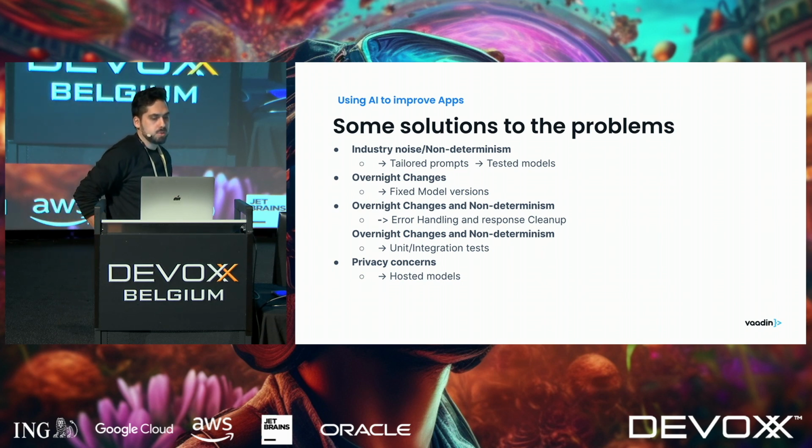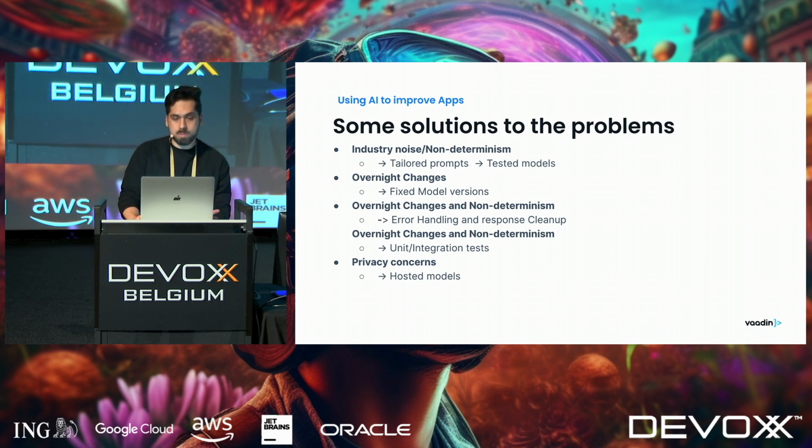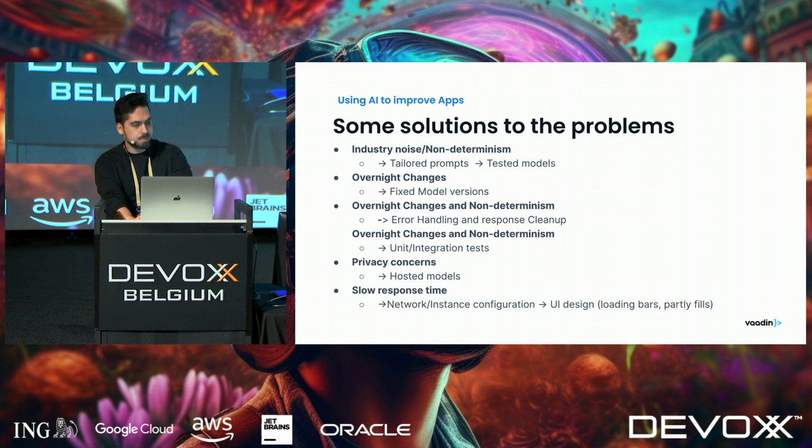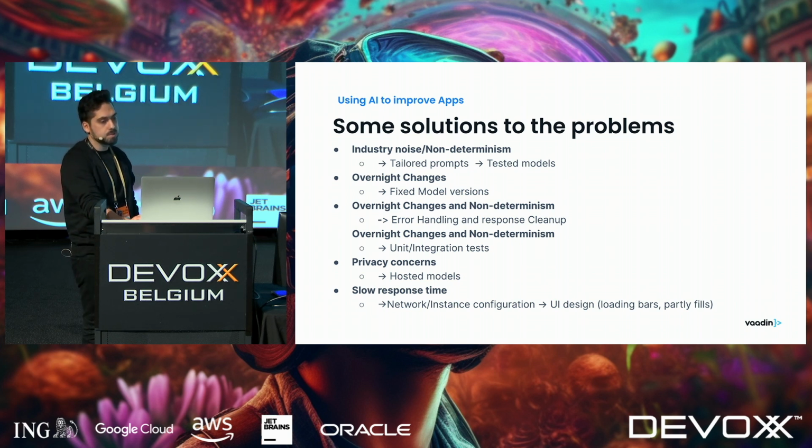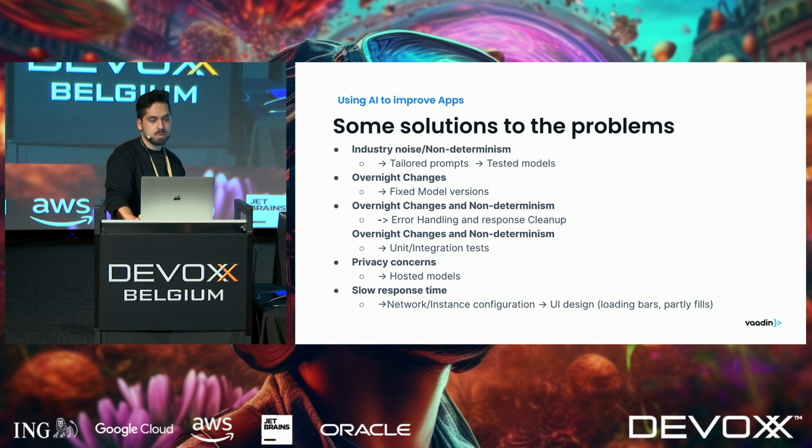The privacy concerns, yeah, this is the biggest monster. We can use hosted models, or we can even use on-premise models. That could be a solution for that one. And for slower response times, you can give more power to the instance you are using in AWS, or you can do some other tricks and hacks. For example, you can have loading bars or partial fills, or you can have a different configuration.